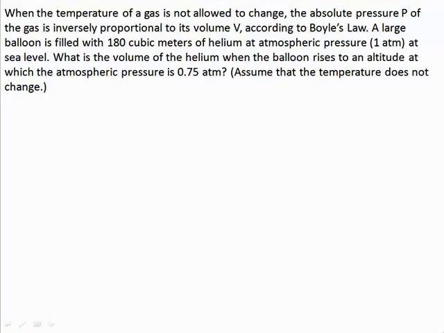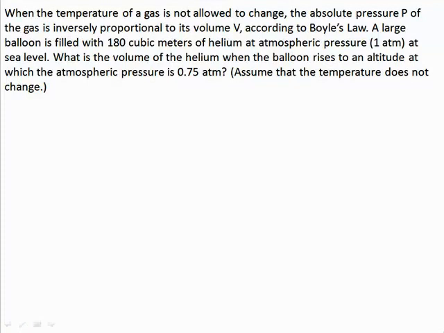When the temperature of a gas is not allowed to change, the absolute pressure, P, of the gas is inversely proportional to its volume, V, according to Boyle's law. A large balloon is filled with 180 cubic meters of helium at atmospheric pressure 1 atm at sea level. What is the volume of the helium when the balloon rises to an altitude which the atmospheric pressure is 75 hundredths atm? Assume that the temperature does not change.